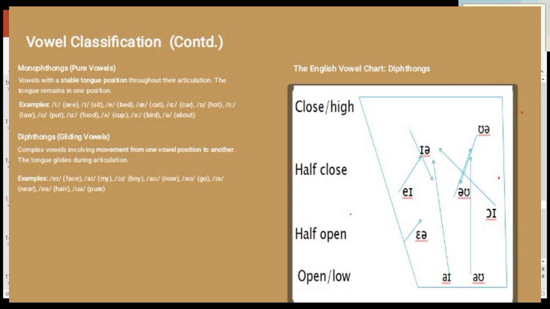And we have examples as in face, I in my, oi in boy, ow in noun, o in go, ear as in near, air as in hair, and ure as in here. So that gives us the two types of vowels based on stability.